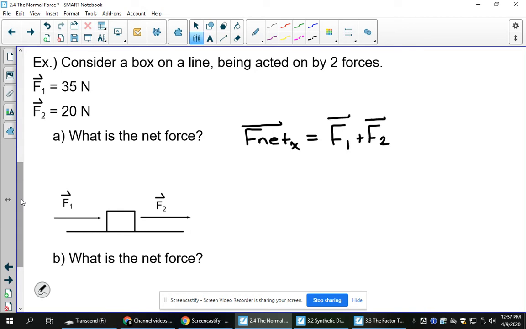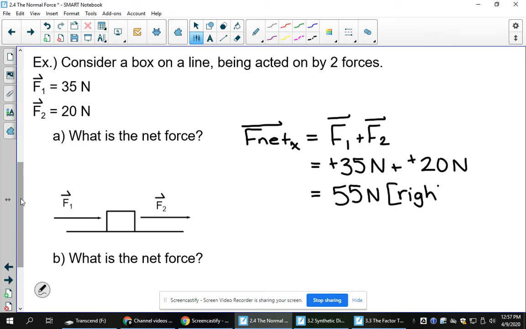Now, I'm going to say that since those arrows are pointing to the right, both of these forces are in the positive direction. So we have a net force in the x direction of 35 newtons plus 20, or 55 newtons, and that positive just meant to the right. So you would see that this box is accelerating to the right.